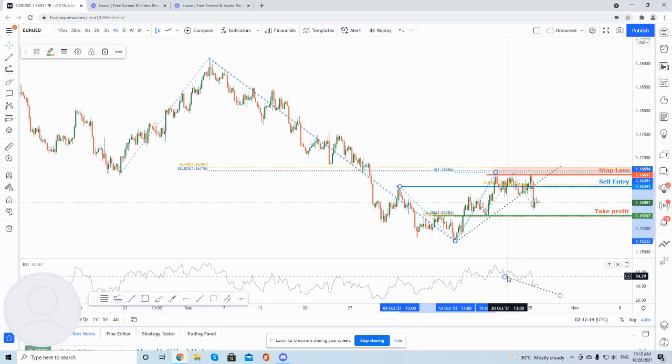The reason is very simple, because my indicators support that, right? Because my RSI supports that. You can see RSI is trading on a descending trend line. So it means that it might go up for a while, and then it might hit the bottom, and then it might continue its bearish momentum.